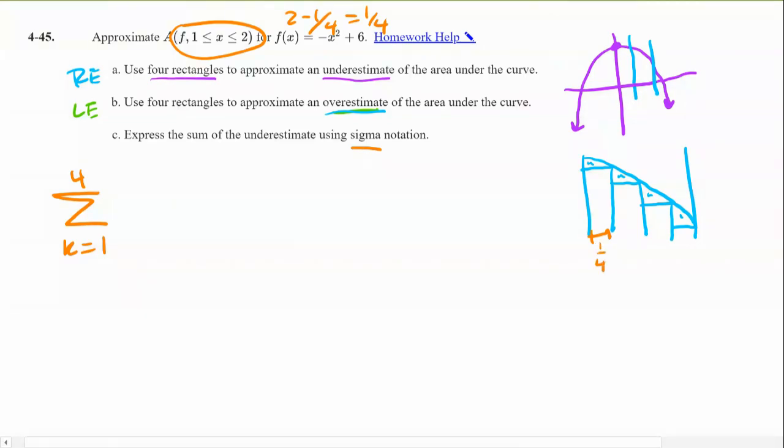Or 0.25. Doesn't really matter how you want to write it, decimal or fraction here. I recommend if the decimal isn't a perfect decimal, like if it goes on forever, then use the fraction. But in this case, we got 1/4.